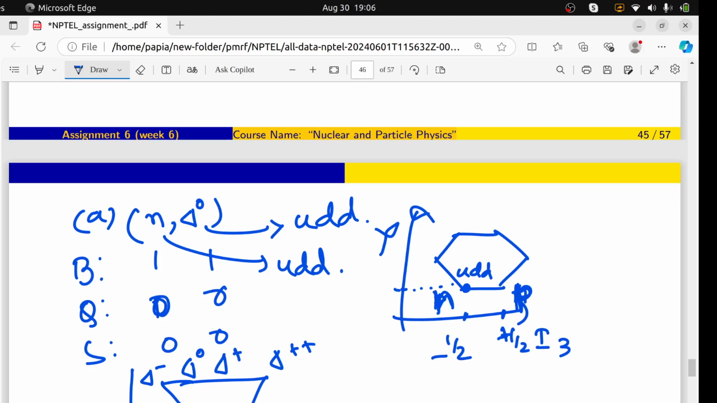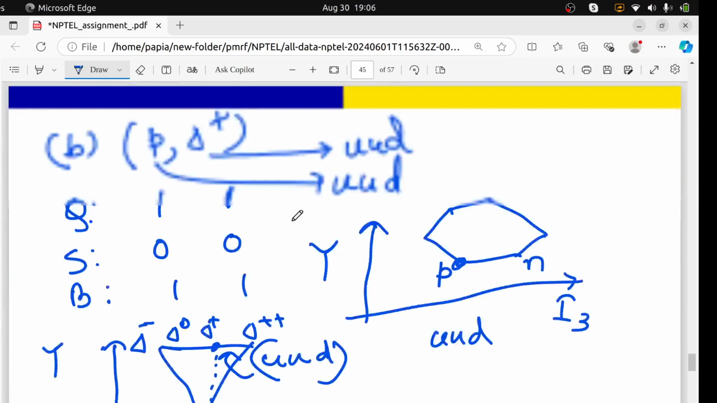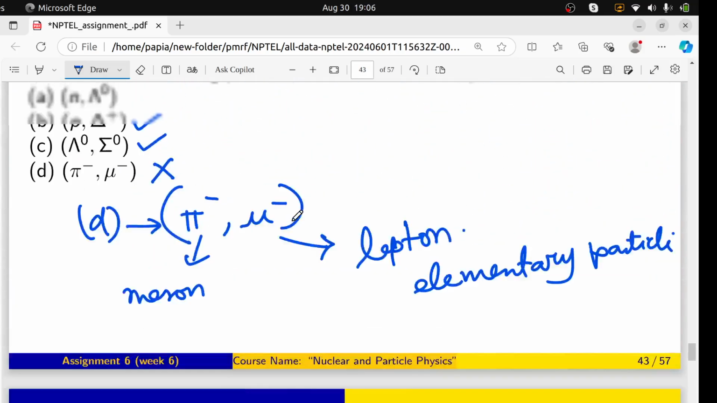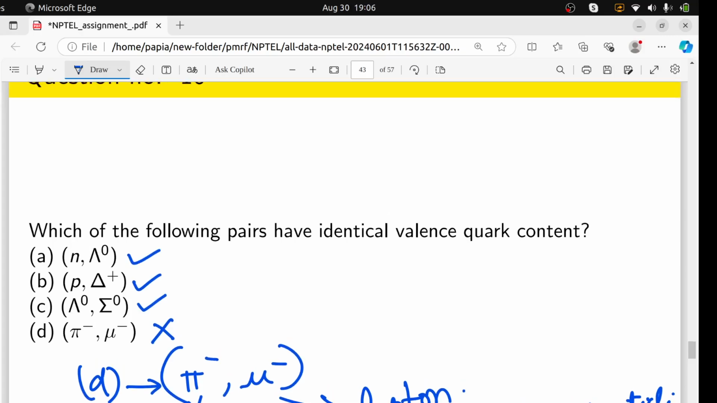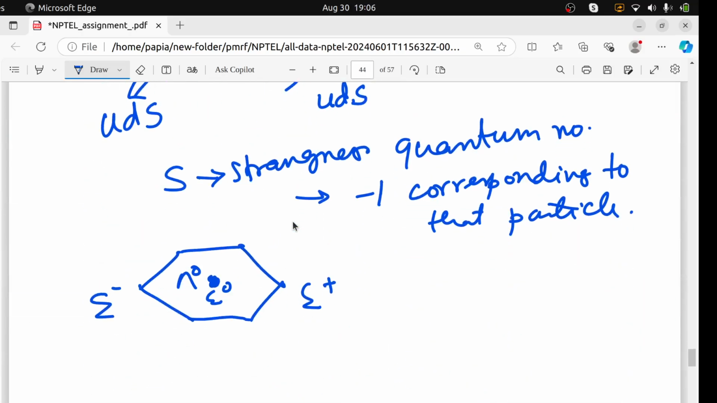This is also UDD. So obviously this is also the same. I was forgetting that one, but yeah, fine. So this is also the same. So now we can see that A, B, C, these pairs have identical valence quark content. So N lambda 0, P delta plus, oh sorry, this is lambda 0, I did not see that.